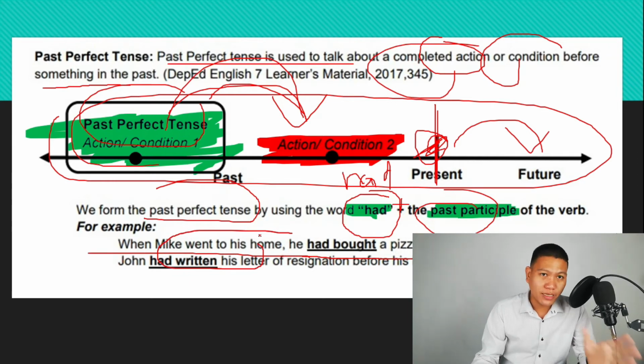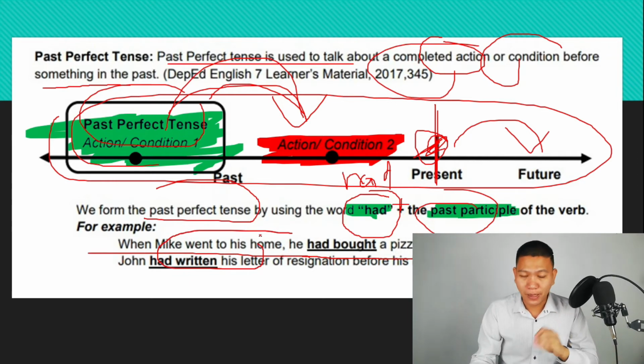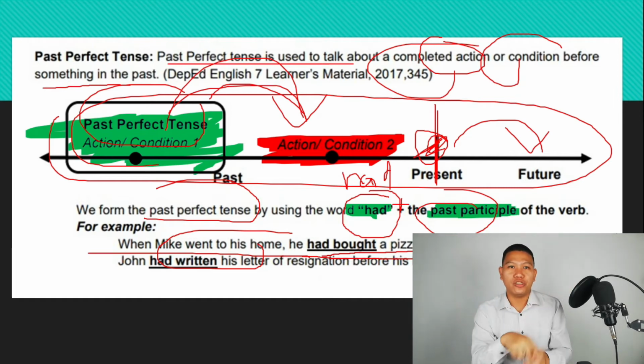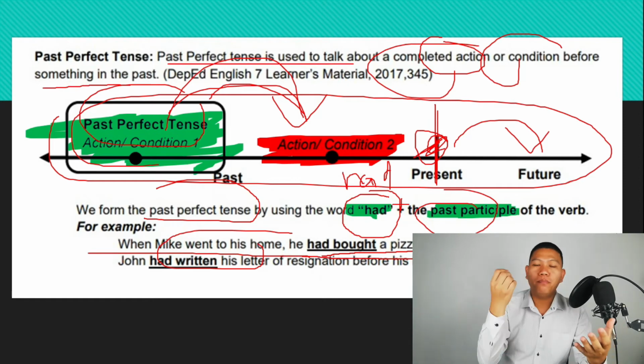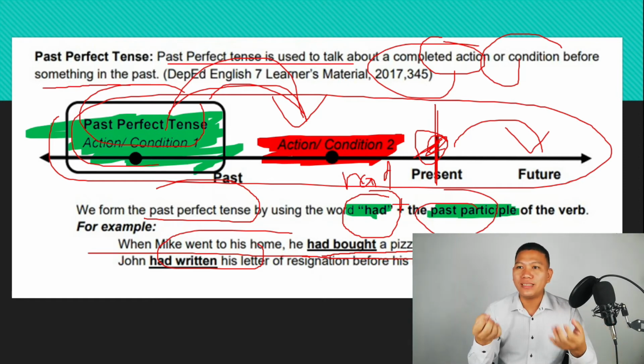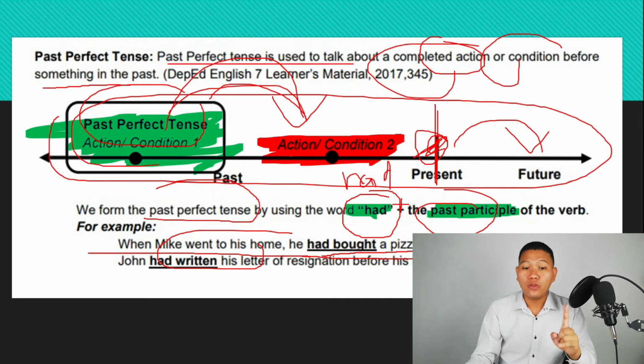He went somewhere else and then he came back. So he went home. So it's a past action. Another past action is that he went outside and then he bought pizza. He came back and he bought pizza for his family. Now these are the two past actions: going back home and buying pizza. Went home, bought pizza. Now which between the two was completed first? It was had bought a pizza.